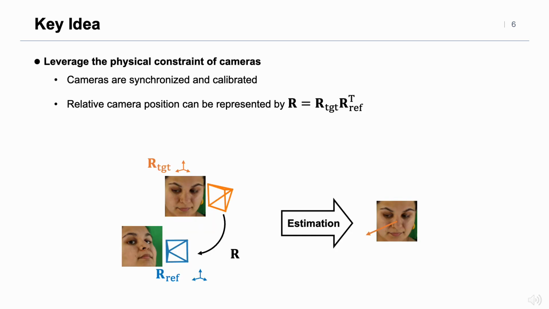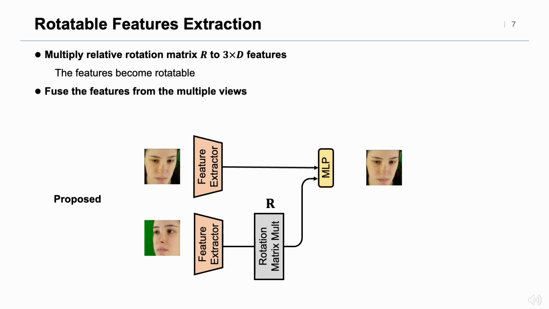Our key idea is to explicitly use the physical constraints between two cameras, specifically their relative position. If we refer to the primary image as target and the additional image as reference, which are assumed to be synchronized and calibrated, the camera's relative position can be represented by a rotation matrix R, as formatted here. Since this is done in the normalized space, there's no freedom in translation. We propose directly applying the rotation matrix to simplify the utilization of features from different views.